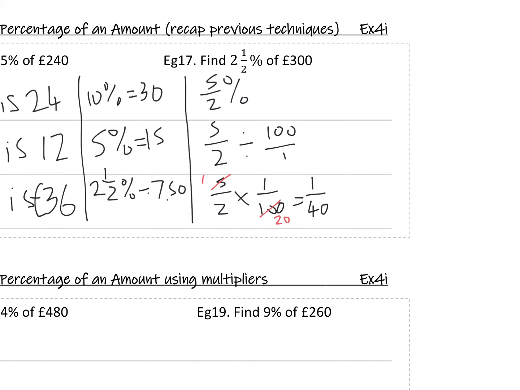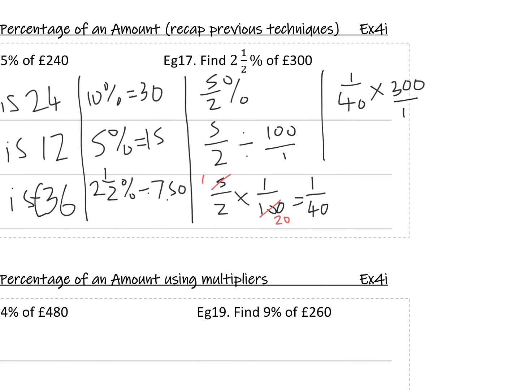Well, two ways you can do it. You can simply just divide it by 40. Well, it's not simple, but you can divide 300 by 40. I would divide 300 by 10, and then divide by 4. That's the same as dividing by 40. Or, what you could also do is do 1/40 of 300. Of means multiply. So we could do 1/40 multiplied by 300, or 1/40 multiplied by 300 over 1.